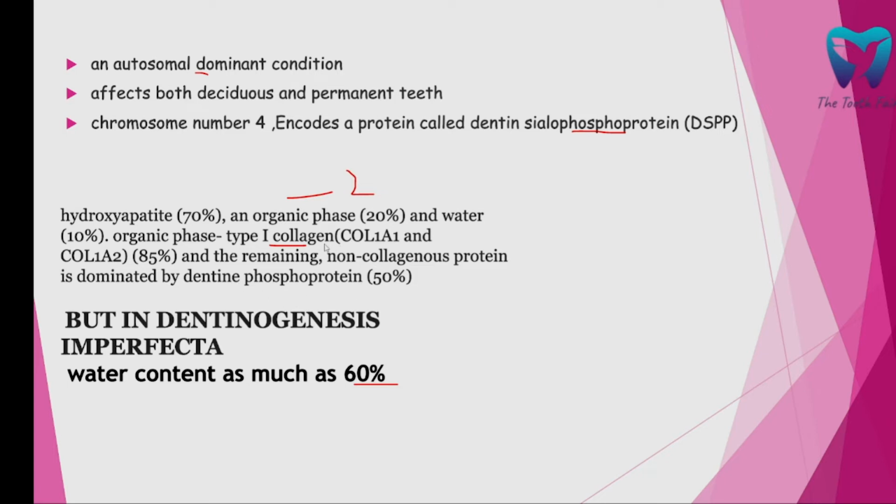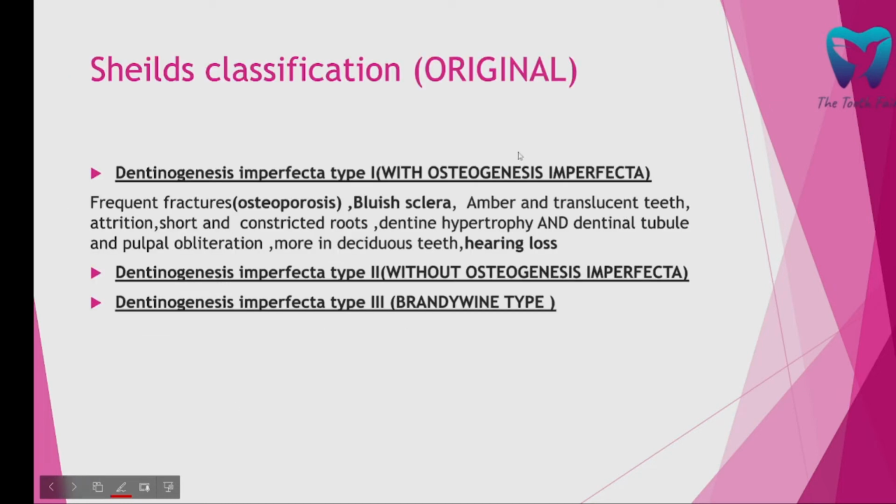So if there is a problem with the collagenous part, that is a problem with COL1A1 and COL1A2, then we are going to have this first category of Shields, the one with osteogenesis imperfecta. So dentinogenesis imperfecta type 1 is the one with osteogenesis imperfecta, which means there is some problem with the collagenous protein. This is the original Shields classification. It had three categories. Firstly, with osteogenesis imperfecta, then without osteogenesis imperfecta, and dentinogenesis imperfecta type 3 was the Brandywine type.